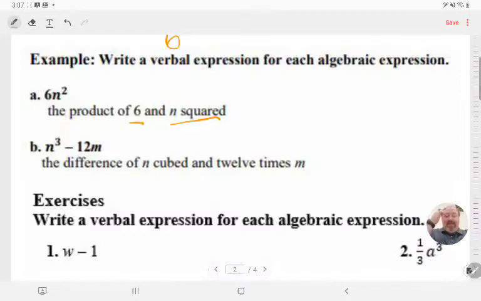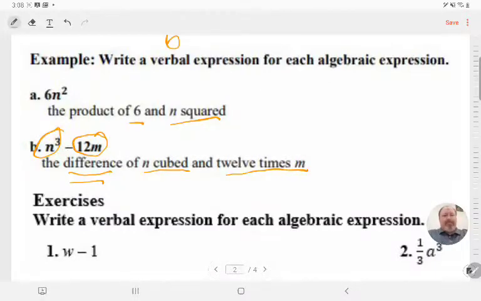One way that I could do the next one, n cubed minus 12m, would be to say the difference, that tells me it's a subtraction problem, of n cubed and 12 times m. And I already said it's the difference, so it's a subtraction problem. So I could say the difference of n cubed and 12 times m.